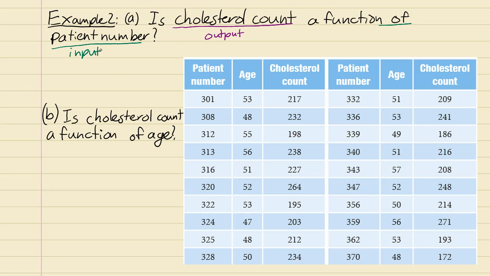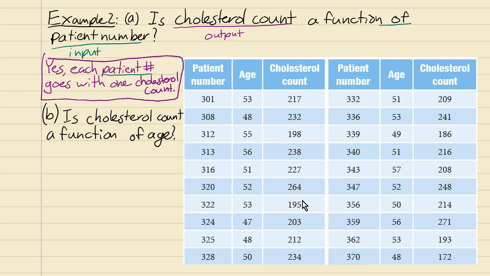So let's look at each of the patient numbers, and you'll notice that they're in order. We have 301, 308. 301 here corresponds with 217. So if the input's 301, the output's 217, and that's fine. And there's no other 301s here. They're in order by patient number, and none of them are repeating themselves. And each patient here has exactly one cholesterol count. So that means we can say that, yes, for each one of the inputs here, there's exactly one output. So cholesterol count is a function of patient number.